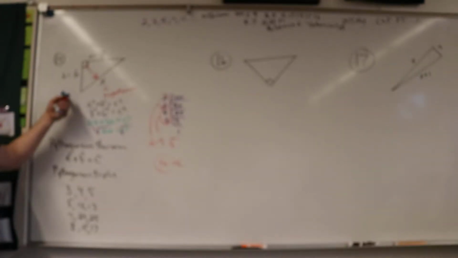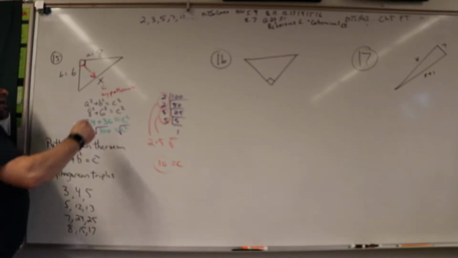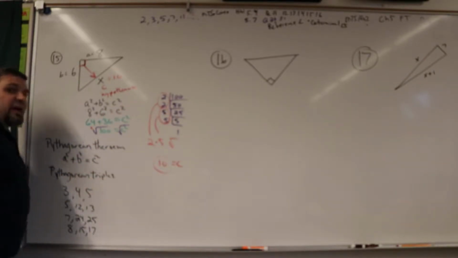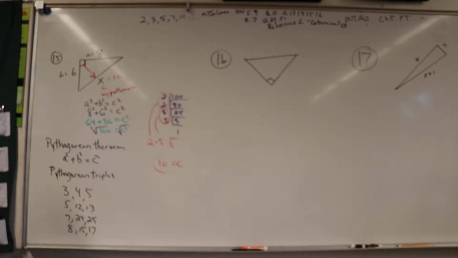Wow. We knew that, right? 10 times 10 is 100, and that's equal to C. That's really what we're doing here. So this is a Pythagorean triple, but you don't see it as easily. Think of it like this.